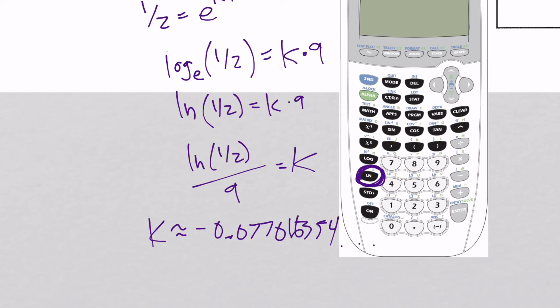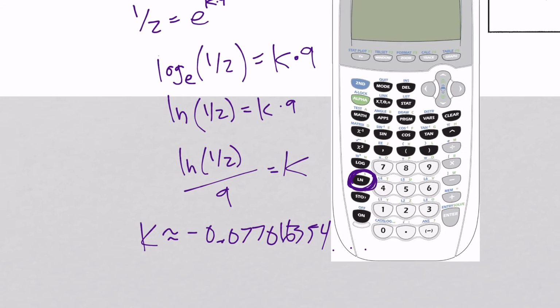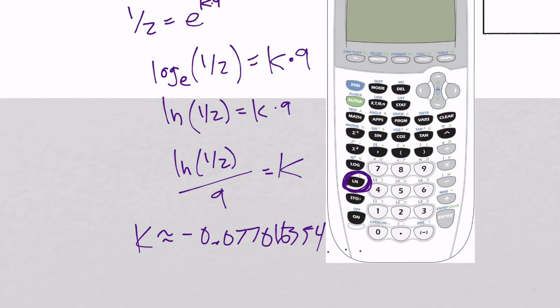Now what I want you to do is store that number as a variable. So after you type in ln of 1/2 divided by 9 and get that gross number, hit the store button, which is the button right below the ln button. Do that, and on your screen it should say A and S for answer, and then it should have an arrow like that indicating that you want to store that answer.